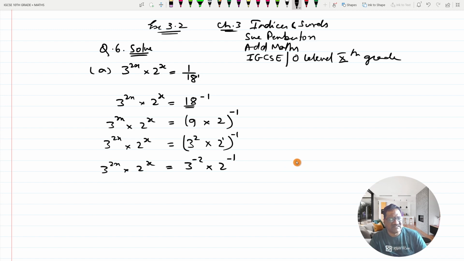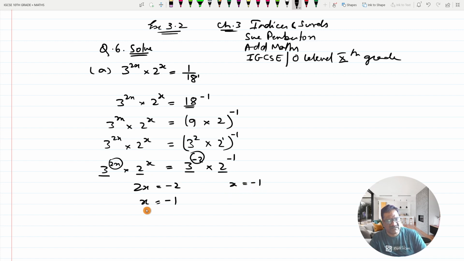Now you can see that the bases are equal, and so I can equate the powers. If I see these two bases 3 and 3, they are equal on both sides, so 2x can be written as minus 2. The powers can be equated. So 2x equal to minus 2, this gives me x equal to minus 1, right? Now if I take this 2 and 2, here again the bases are equal, so I can also equate the power and write x equal to minus 1.